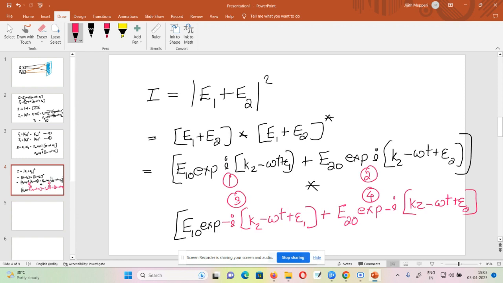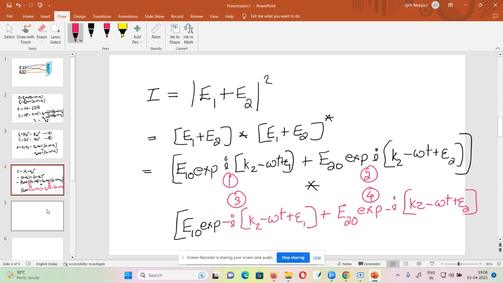Now you see, what will be the product if you multiply this one? E10 into E10, E10 square. The exponential i(kz − ωt + ε1) and here the exponential −i(kz − ωt + ε1), so this term will get cancelled. Only E10 into E10 will exist.